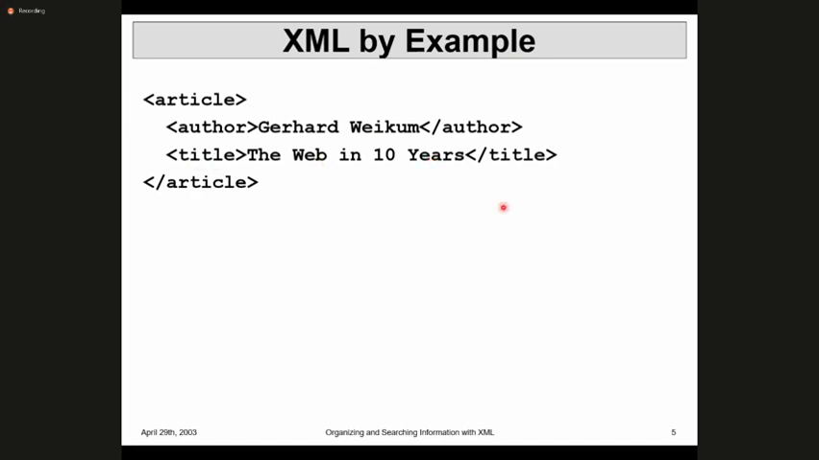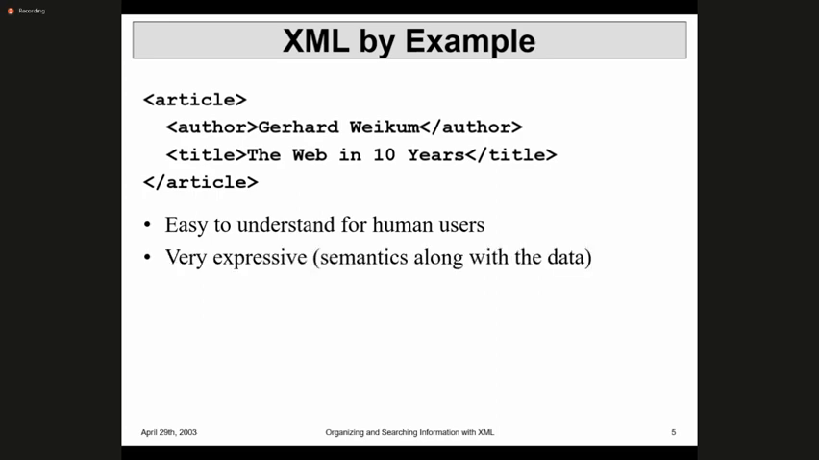As an example, let's say you want to retrieve some data from a database, the name of the article and the person who wrote it. The article is written by this person, the title of the article is this one, and that is the end of this article, right? So this is easy to understand for human users. By seeing this, you can say what it is.